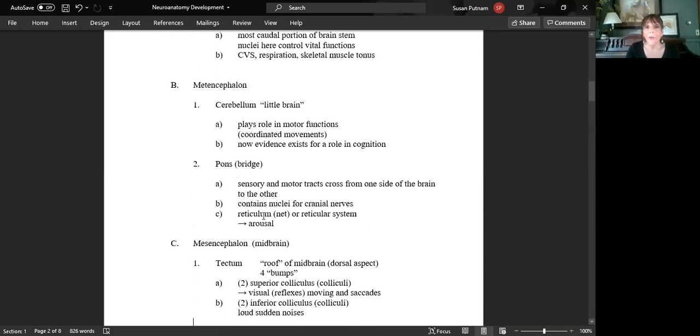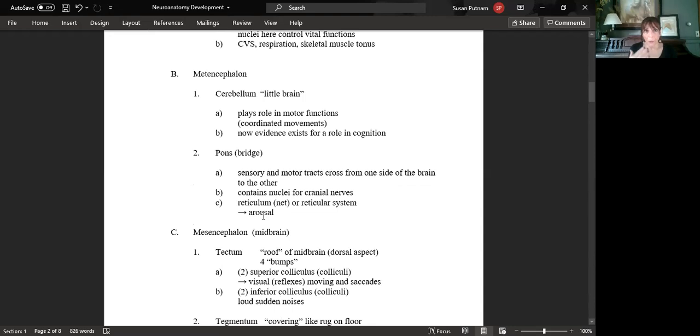Anyway, the other thing that I want you to be aware of that exists in the metencephalon is the pons. This is an area of the brain, which the word literally means bridge, where sensory and motor tracts that are coming up cross from one side of your brain to the other side. It also contains nuclei, clusters of cell bodies for cranial nerves.